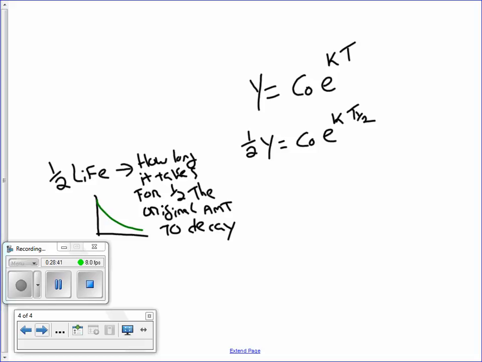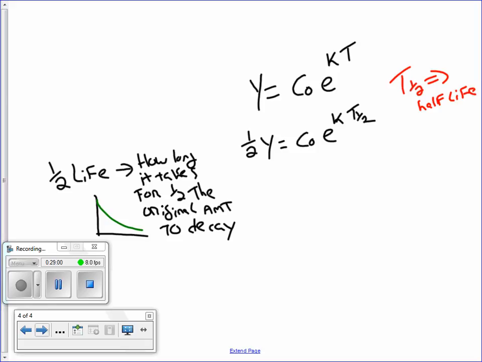Okay, so let me explain. I'm taking this as 1/2 times y, because I want the quantity to be half. And how long does it take for the quantity to decay to half of it? The half-life. So this t subscript 1/2, I'm using t with the subscript of 1/2 to represent the half-life.